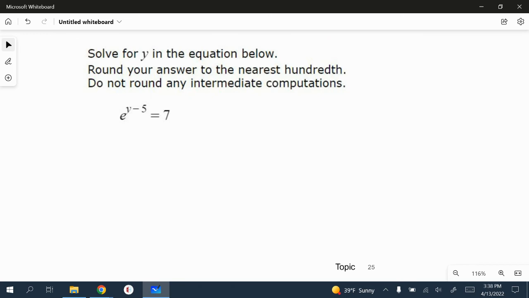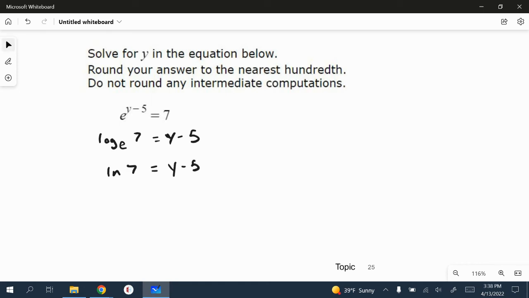Topic number 25. With topic number 25, I'm also going to change this to logarithm form, but I'm noticing my base is e, so when I write log base e, I got to think to myself, okay, we're going to do natural log here. I'll just write log base e for now of 7 equals y minus 5. And I'm going to write this as ln of 7 equals y minus 5.